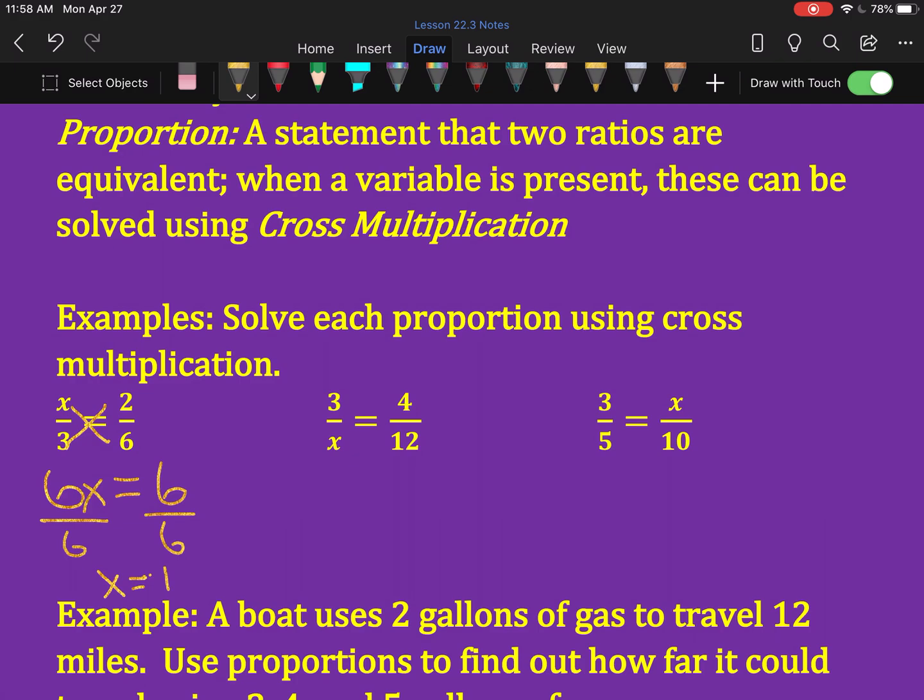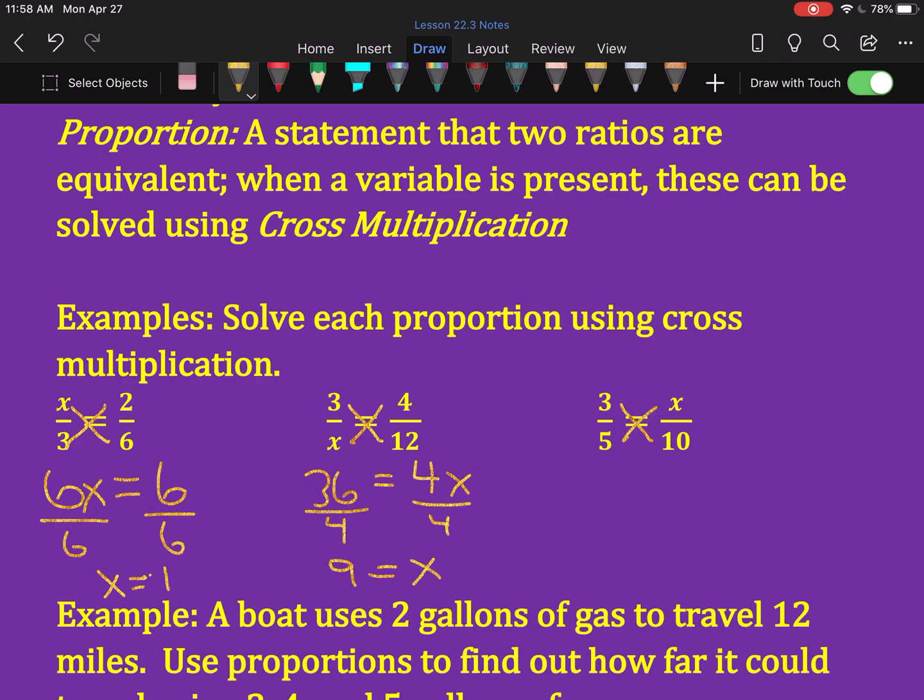Okay. Cross multiplication is oftentimes referred to as cross multiply and divide. So let's practice it again. On the next problem, 3 times 12 is 36. X times 4, or 4 times x, is 4x. Divide both sides by 4 after we cross multiply. 36 divided by 4 is 9, so x is equal to 9.